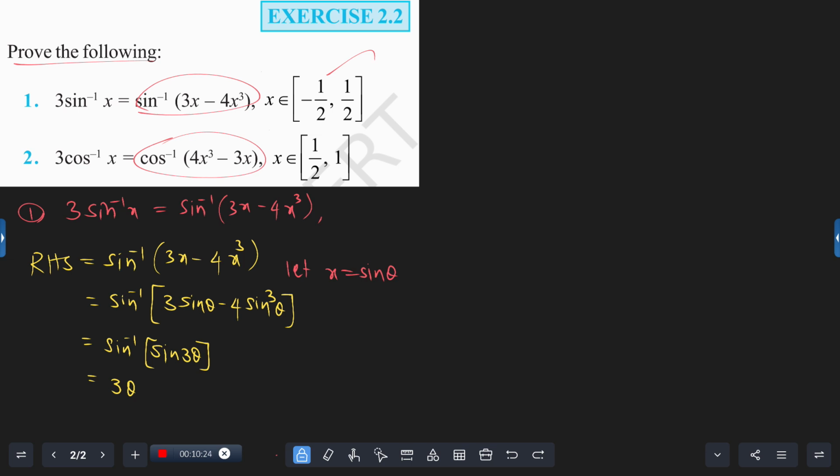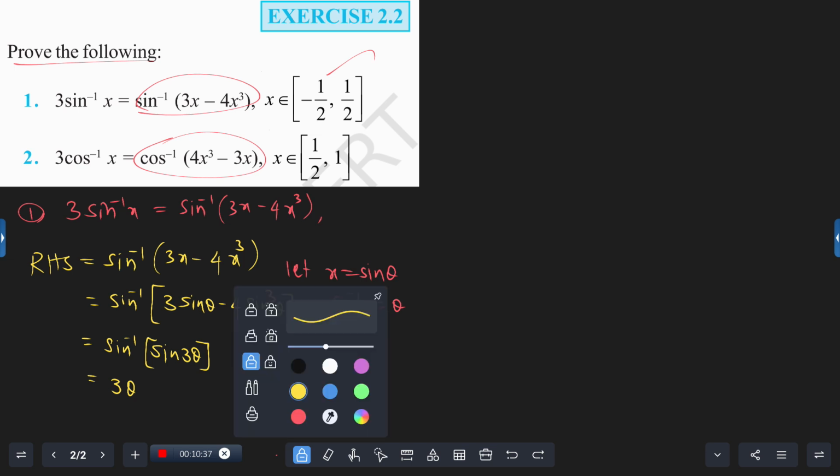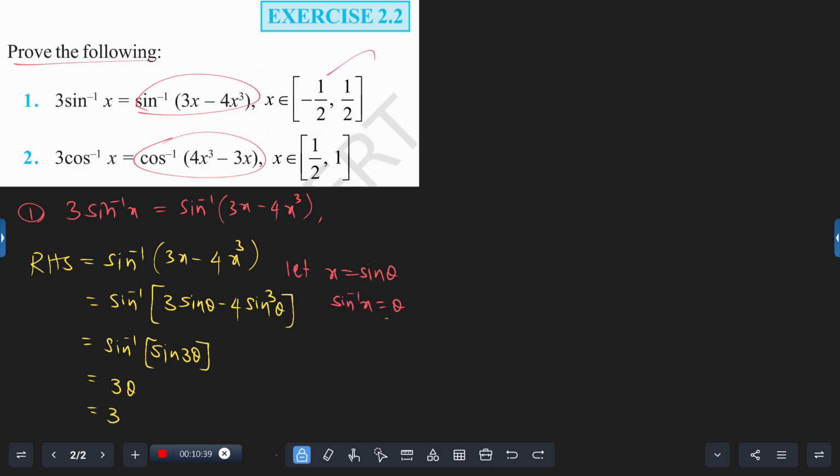If you want theta, what you can do here is send the sign opposite, or else take sine inverse on both sides. So sine inverse x is equal to theta you will be getting. Instead of theta, what can we write then? Sine inverse x you can write. So I assumed the right hand side and I got the left hand side. So that ends proved. Left hand side equal to right hand side we have proved.